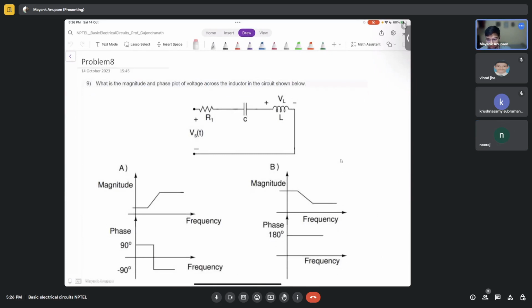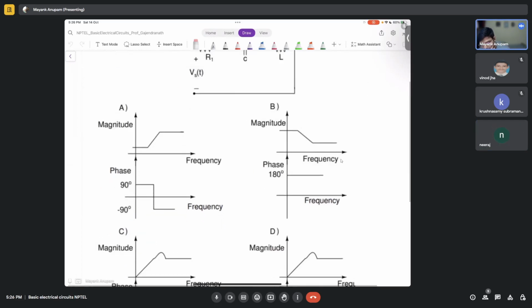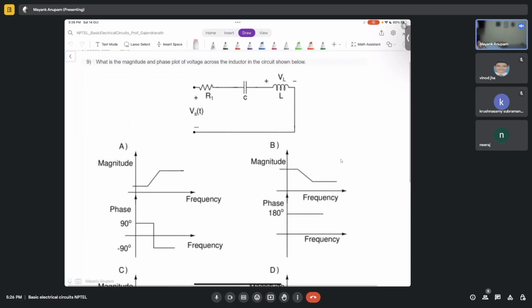Okay. What is the magnitude and phase plot of the voltage across the inductor in the circuit shown below? So how will you do that? They have been asking what is the magnitude and the phase plot of the voltage across the inductor. So tell me, what is the voltage across the inductor? What is the formula? What will it look like? V is equal to L di by dt. In terms of phasors.